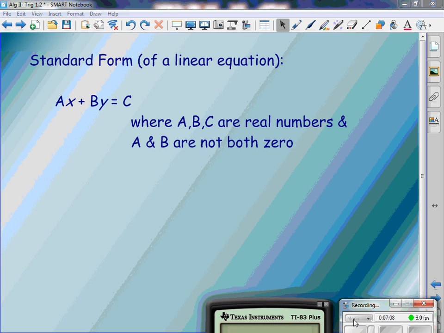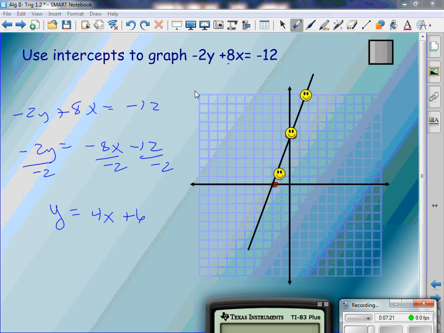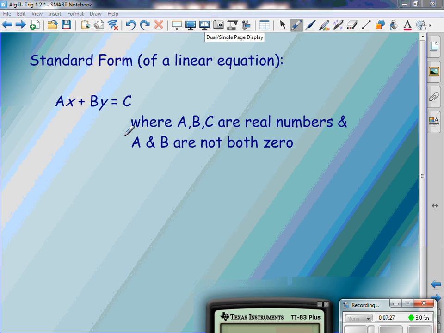Standard form does not tell me slope. It does not tell me intercept, the y-intercept. But it can help me find those. If I want to find the x-intercept, what do I have to do? If I wanted to find the x-intercept, what did I do here? Got rid of y. So if I want to find the x-intercept, I get rid of this. The x-intercept is always c divided by a. If I wanted to find the y-intercept, I get rid of x, and it's c divided by b.